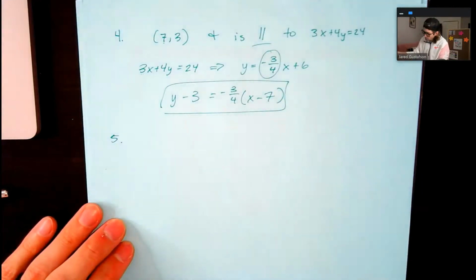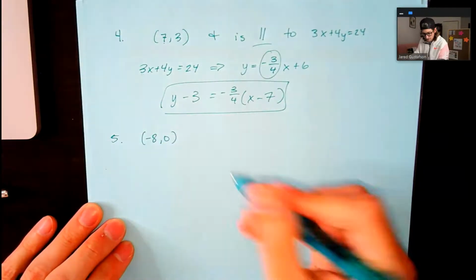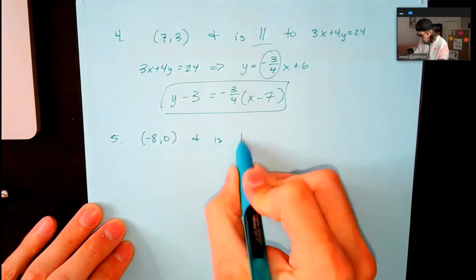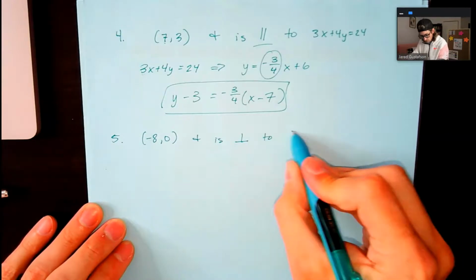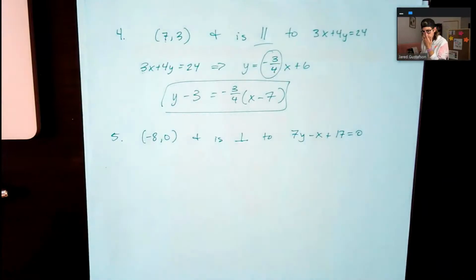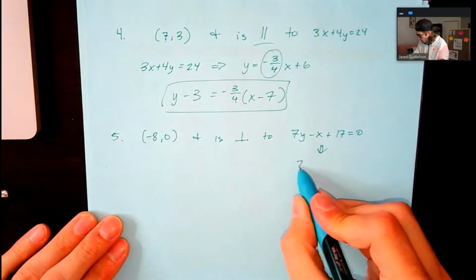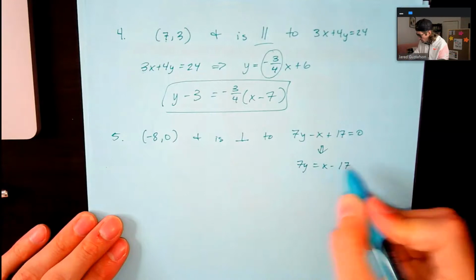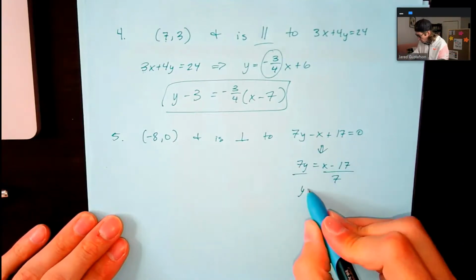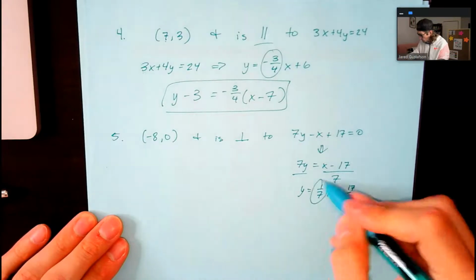Number 5, we did a parallel problem. Let's do a perpendicular problem. Contains negative 8, 0, and is perpendicular to 7y minus x plus 17 equals 0. So again, we need the slope. It's not going to be the same this time, but we're still going to do something with it. So rewriting this one, 7y equals x minus 17, divided by 7, y equals 1/7 x minus 17/7. Well, there's the slope.